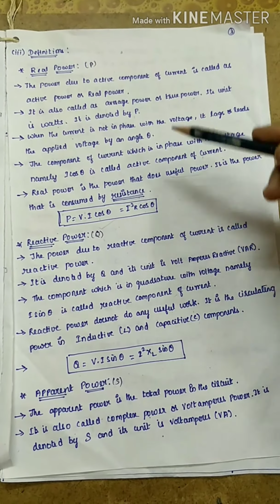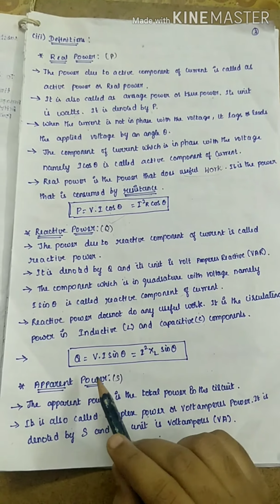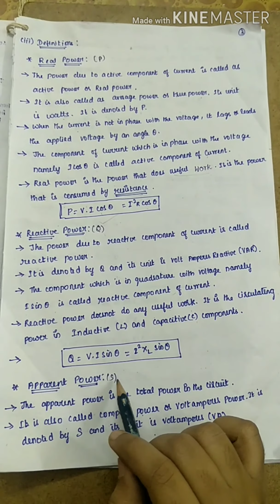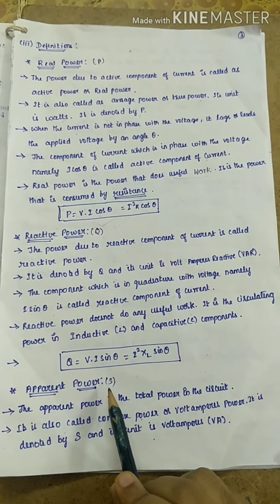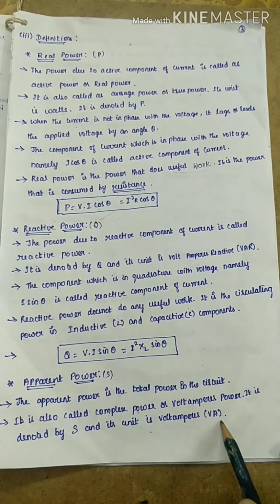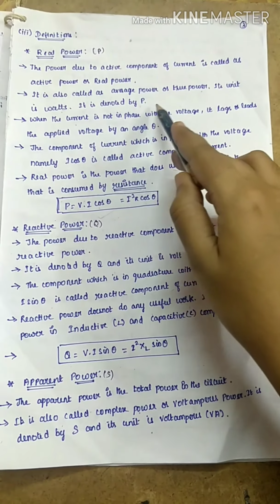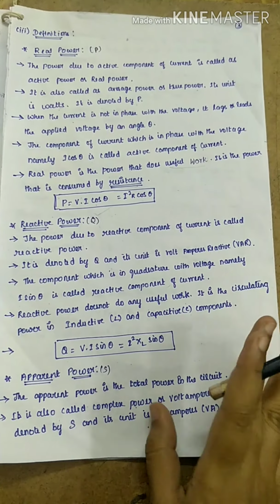By combining these two powers, we get a power called apparent power. So this is the apparent power, as by combining the real power and reactive power, we get the apparent power. It is denoted by the letter S. The unit for apparent power is volt amperes (VA), whereas the unit for real power is watts, and the unit for reactive power is volt amperes reactive.